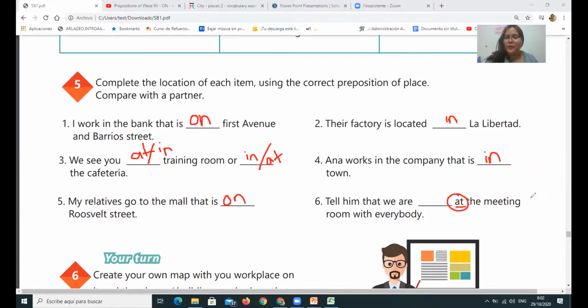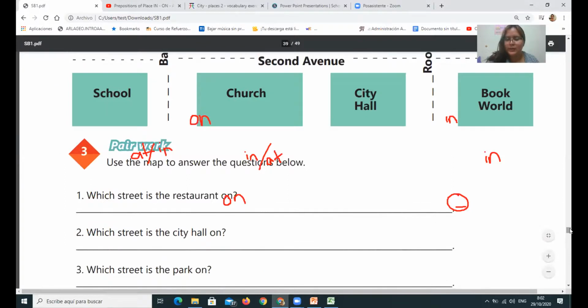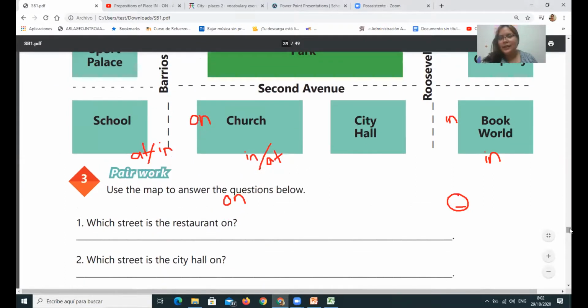Okay, so this is how to use on, in, and at. We talk about places in the city today. So tomorrow we continue, okay? We continue talking about places in the city, on, in, at, and we finish.